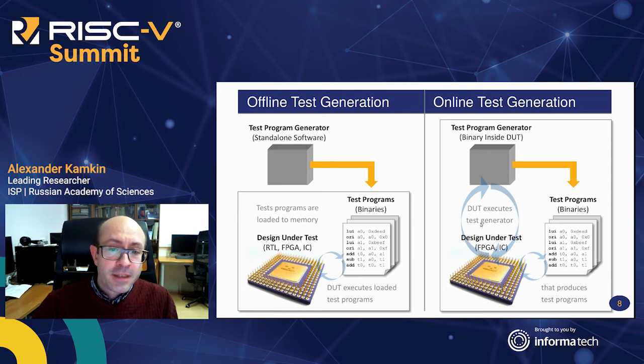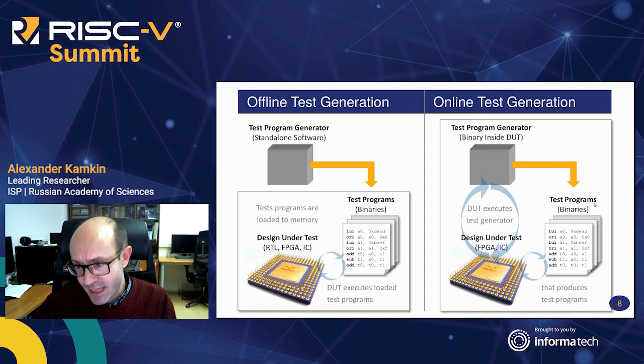Okay, and here is the difference between offline test program generation and online test program generation. So again, an offline test program generator is standalone software. It generates test programs ahead of time, so millions of lines of code in assembly language. An online test program generator is executed inside the design under test and generates test programs just in time. It generates test programs dynamically on the fly, and test programs are used immediately. So it's binary code. The generator transfers control to that binary code and returns it back. So that's the idea.